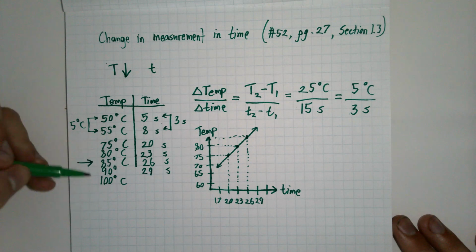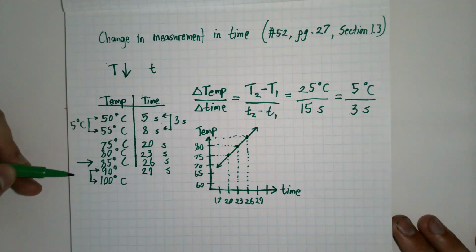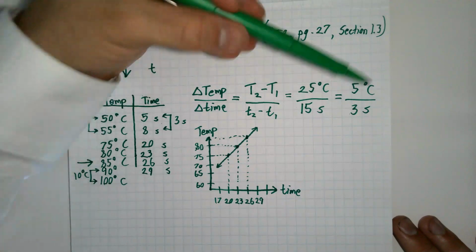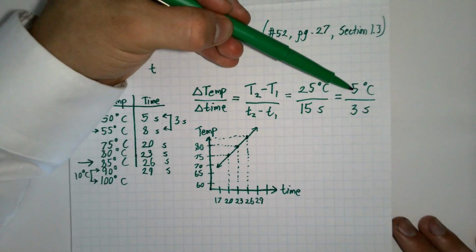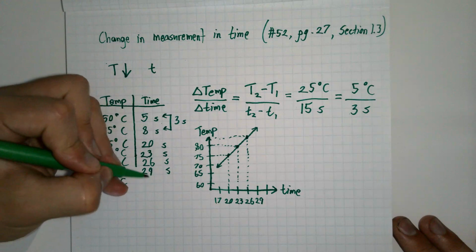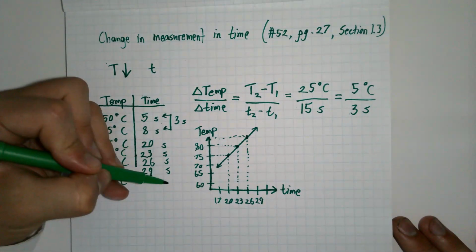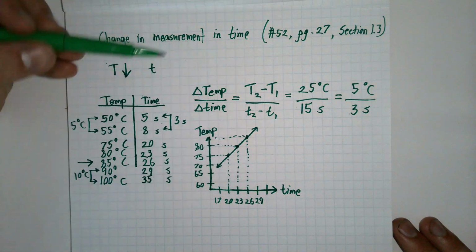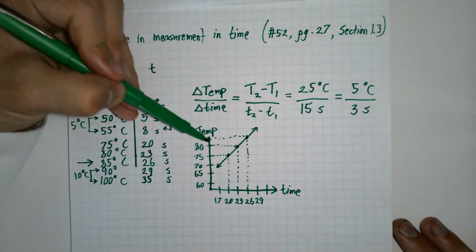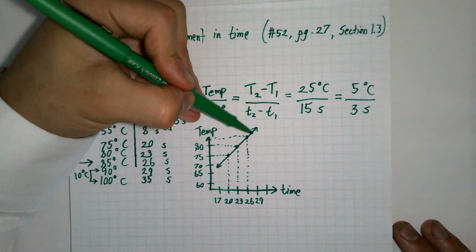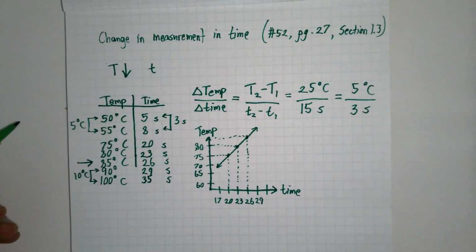I'm 10 degrees away here, 10 degrees away from getting all the way to 100 degrees Celsius. 10 degrees is 2 of these jumps, so it must be 6 more seconds. So 6 more seconds past 29 would be 29 plus 6, which is 35 seconds. And my graph here would intersect 100 degrees Celsius at 35 seconds along this line. All right.